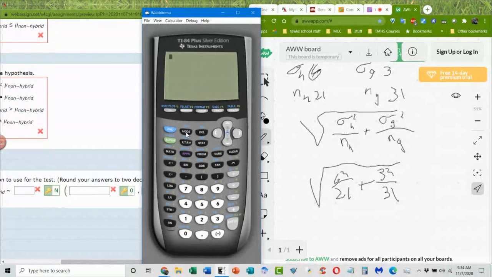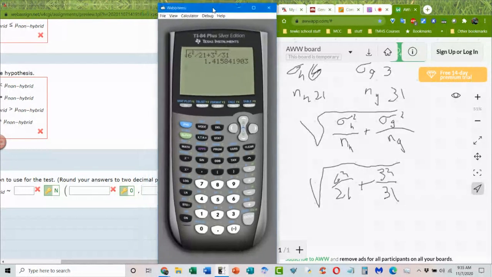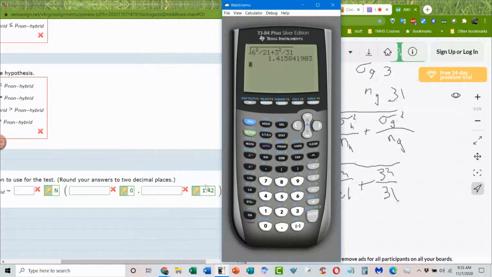So I'm going to quit this. Second quit, second mode brings the quit and just clears everything off. So I have the square root of 6 squared divided by 21 plus 3 squared divided by 31. And that gives me the value that I'm looking for.